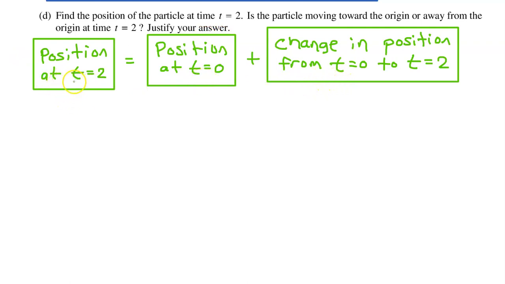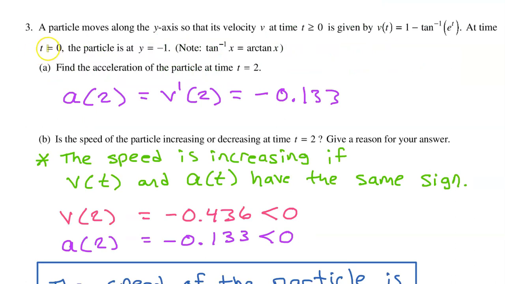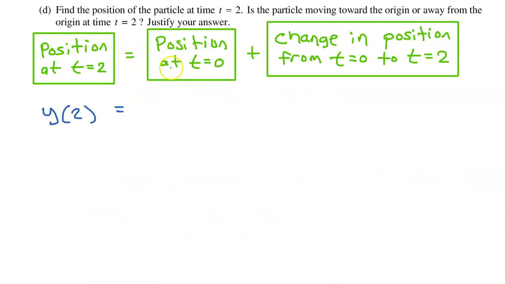The position at time t equals 2 is going to equal the position at time t equals 0 plus the change in position from time t equals 0 to time t equals 2. For the position at time t equals 2, I'm going to write y at 2. But what about the position at time t equals 0? In the setup of the problem, we were told that at time t equals 0, the particle is at y equals -1. So we know the position at time t equals 0 is -1.